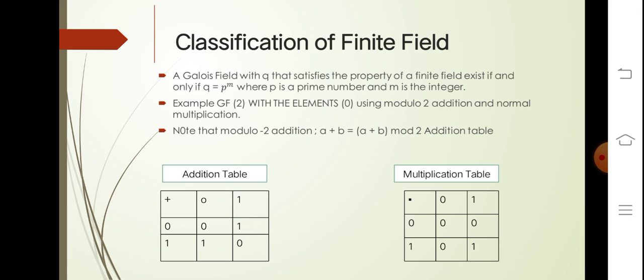And this is also our multiplication table. If we multiply 0 times 0, it is equal to 0. 0 times 1 is equal to 0. 1 times 0 is equal to 0. 1 times 1 is equal to 1.